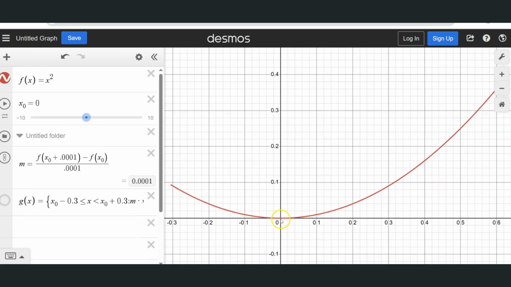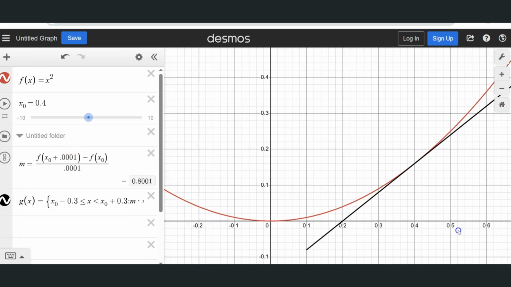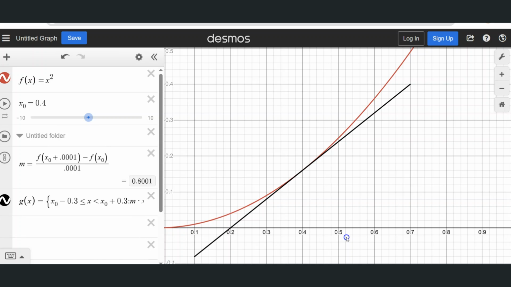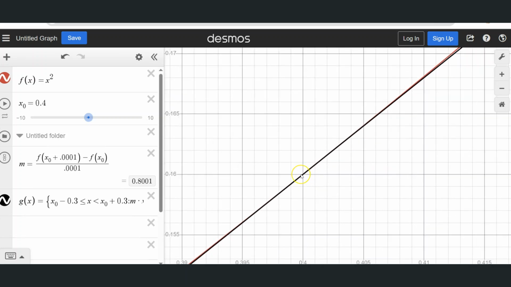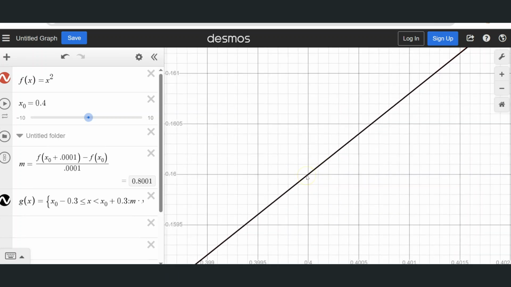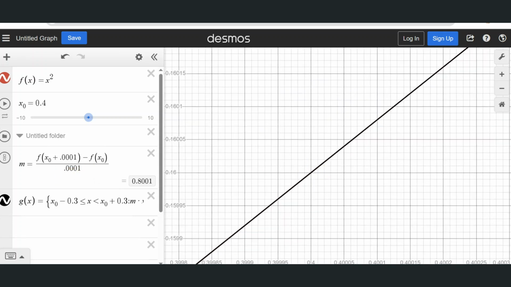a horizontal line. If we take this and set it back to, let's say that point right there, so that's x equals 0.4, and if I zoom in really, really close, you can see the black line and the red curve start to converge into 1. In fact, now if I remove the black line, you'll notice that the red curve appears to be linear, and that's what we call local linearity. And the derivative allows us to figure out what the slope of that line would be if the function were approximated to be linear at that point.